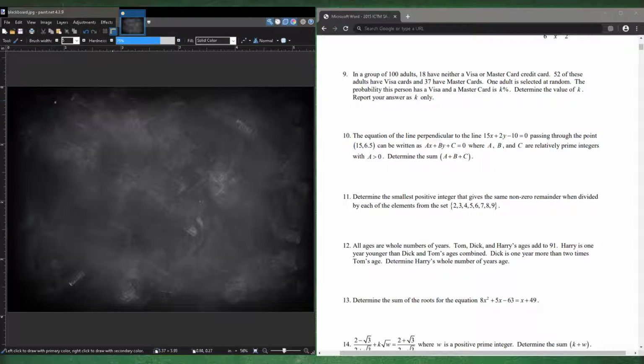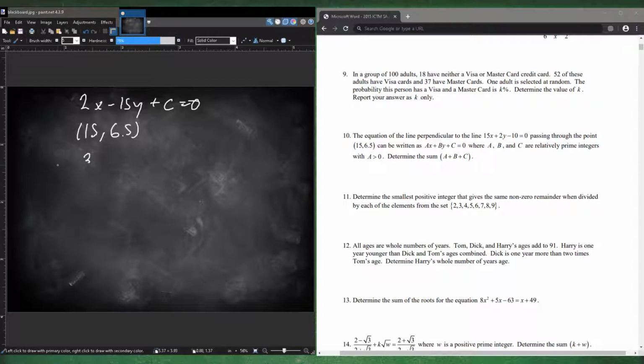So this one is going to be 2x minus 15y, right? So you switch the 2 and the 15 and then make the 15 negative. Or you could make the 2 negative and keep the 15 positive, but it doesn't really matter. It's just that one of them has to change signs. And then plus c is equal to 0. So we have to find c. Now we know it goes through the point 15, 6.5, so just plug it in.